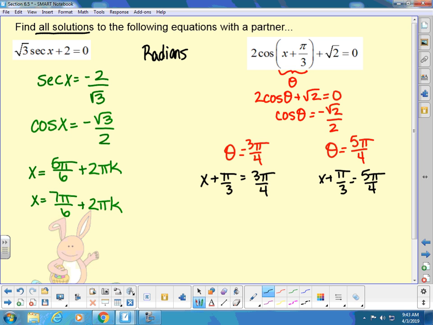And then in both of these, you have to subtract pi over 3. Common denominator is a 12. So let's see, this guy would be 9/12 minus 4/12. So you should have 5/12. Is that right? Yes. And then for this one, this would be 15/12 minus 4/12. So 11/12. And then again, we want all solutions, so at the end we add plus 2 pi k.